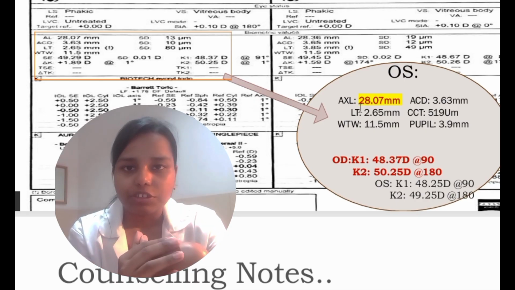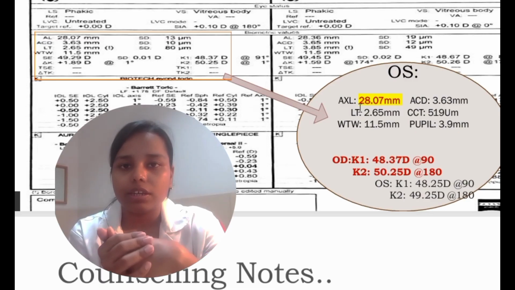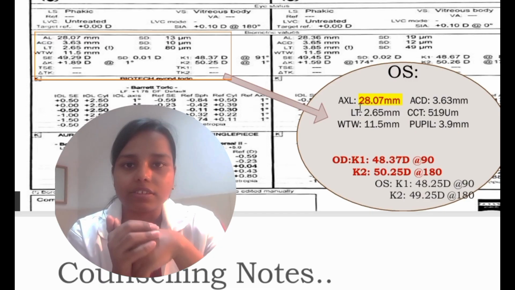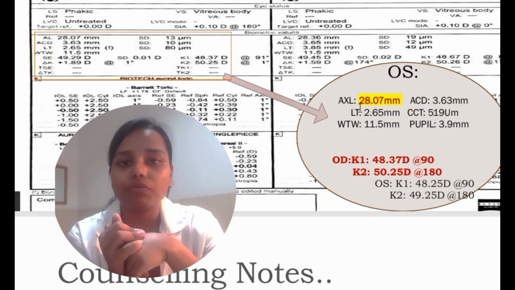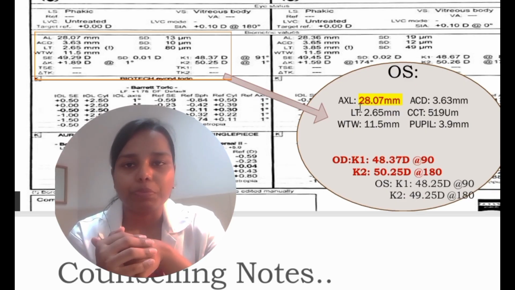So as this patient has a high axial length, this patient definitely has high chances of myopia, a high power of refractive error of myopia, right?